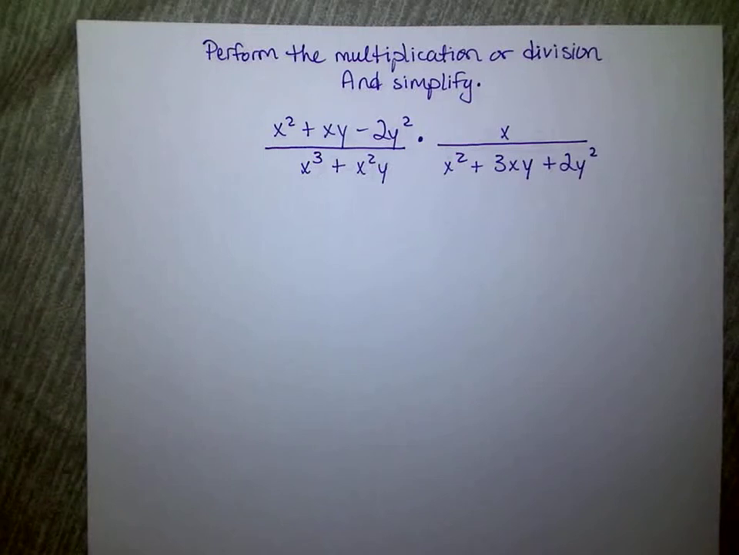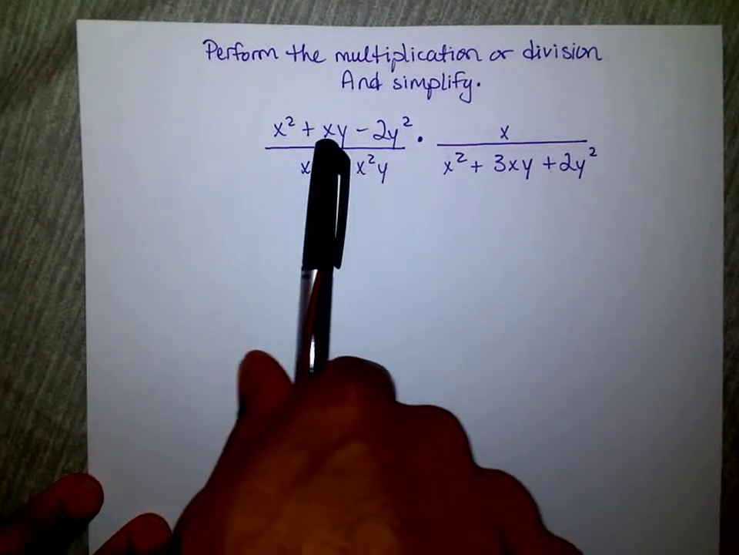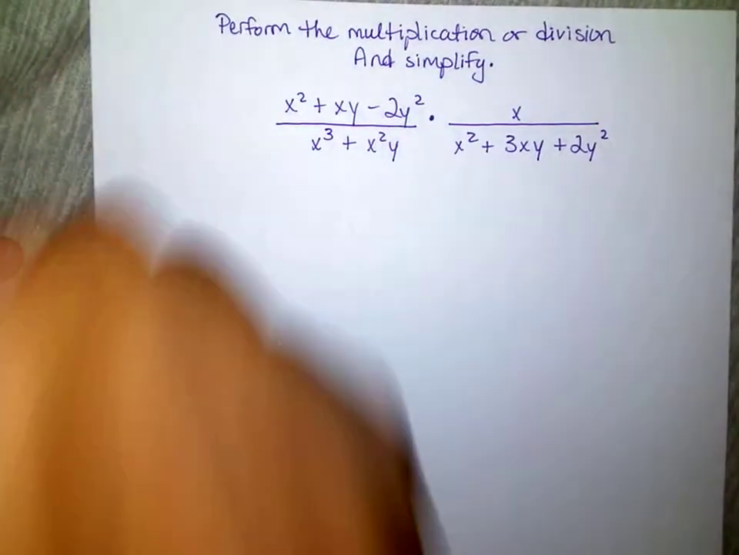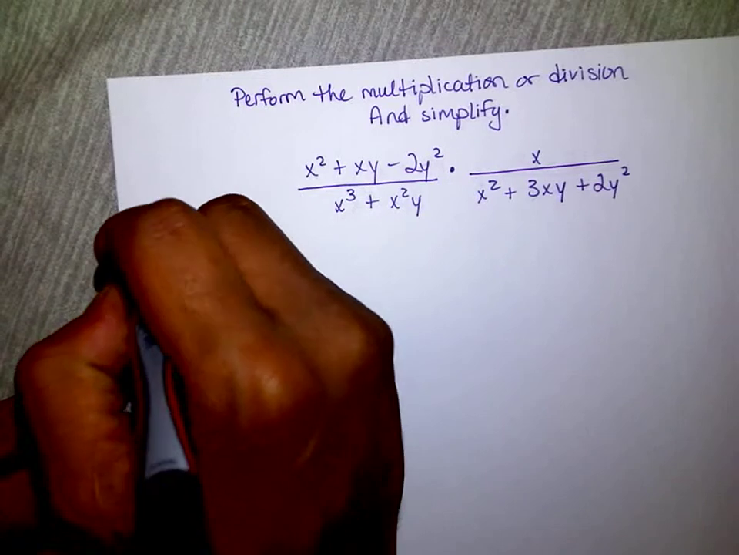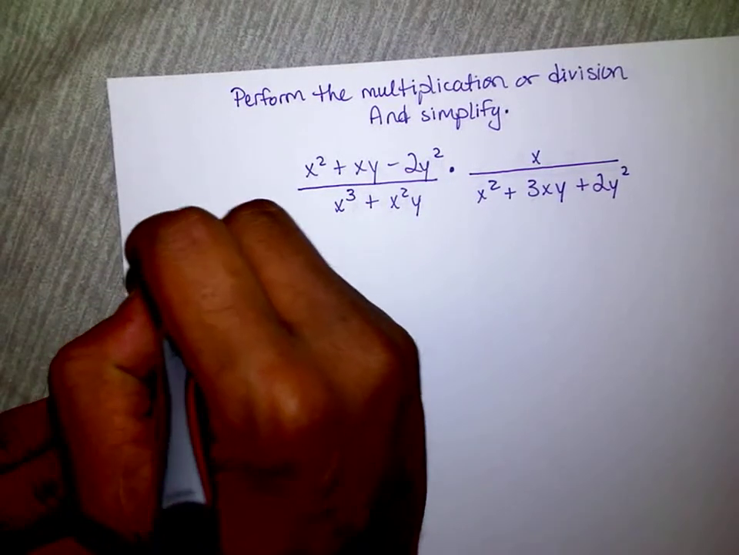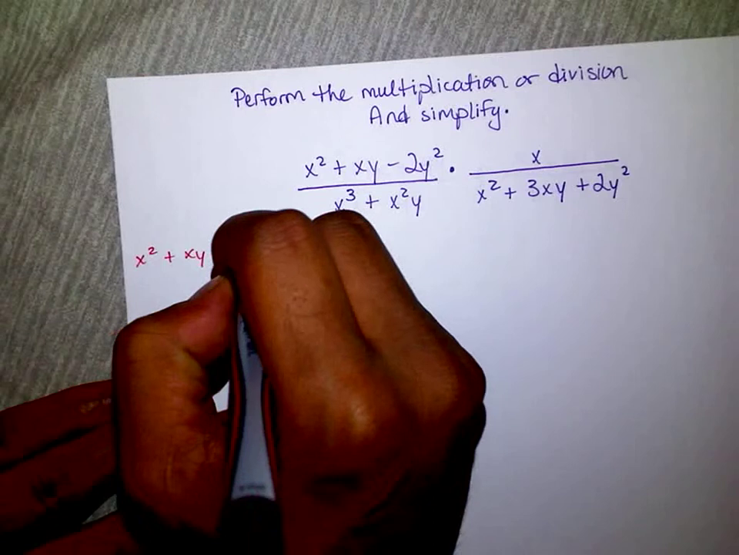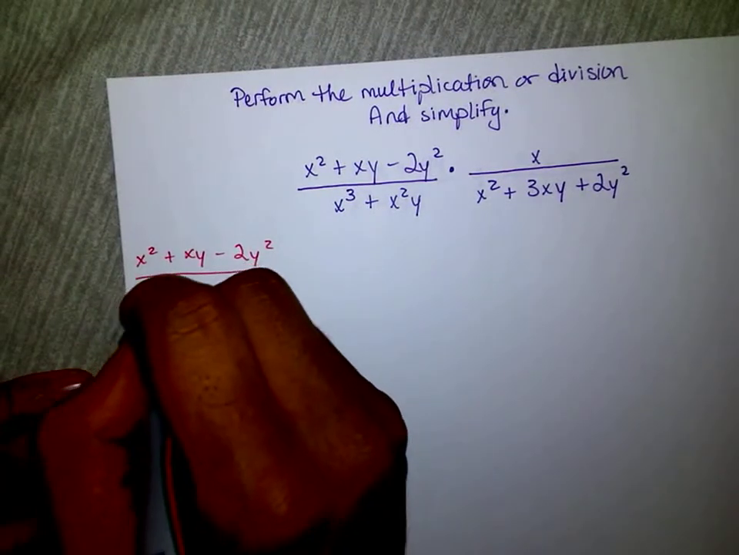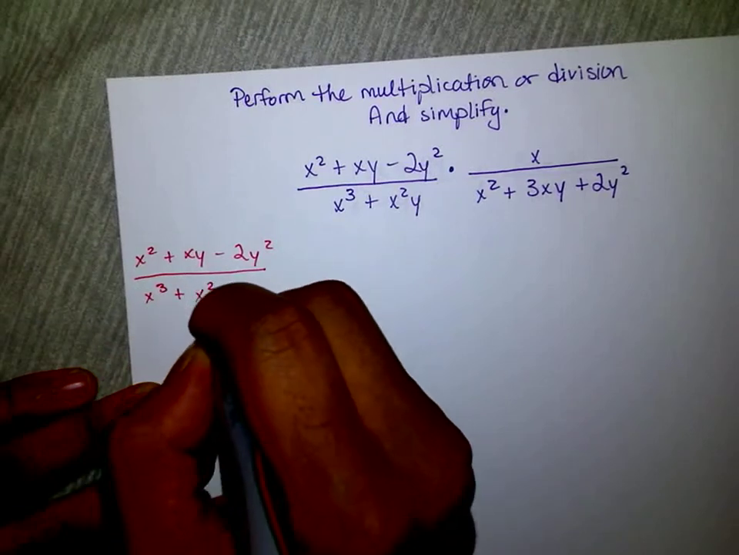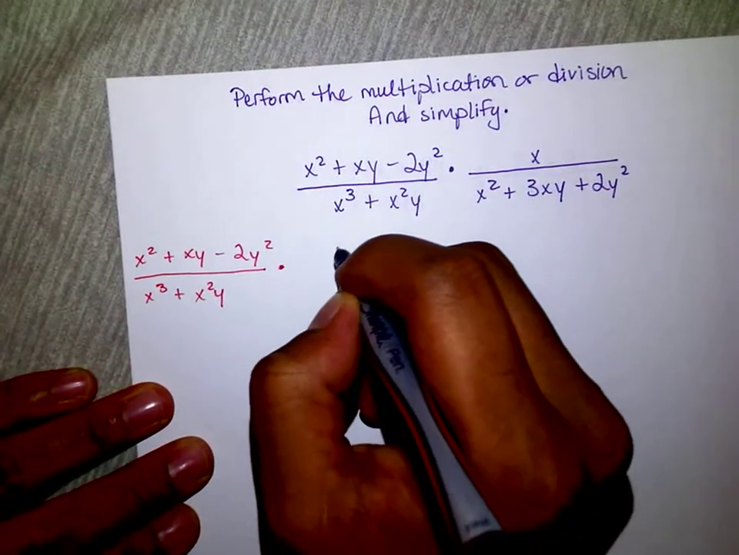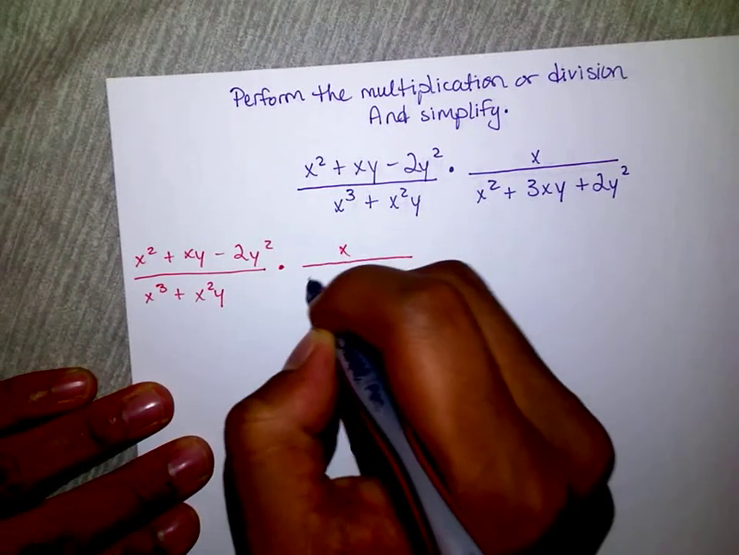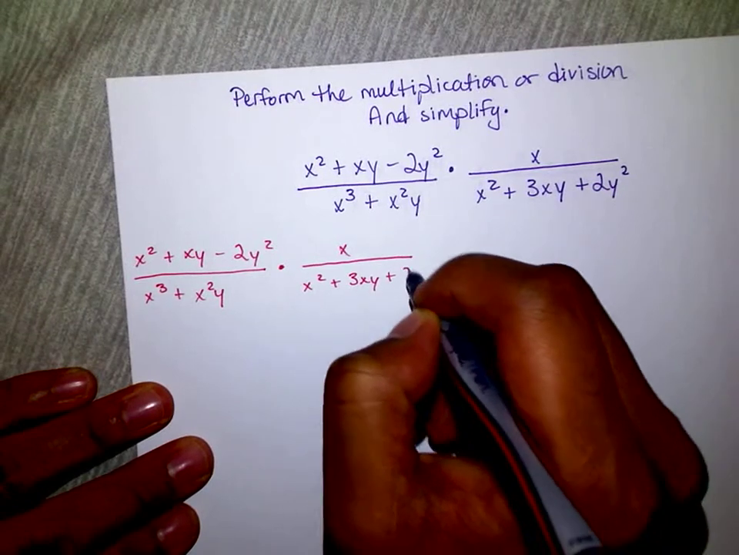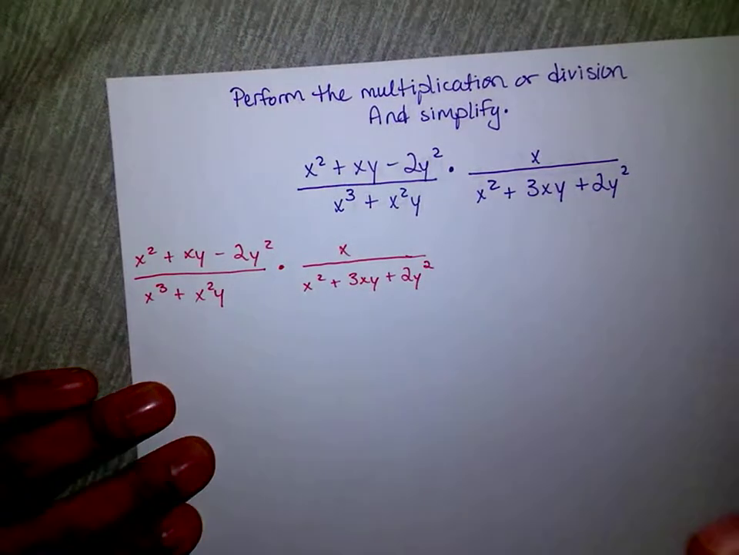Alright, once again, we want to go ahead and look for some common factors up in here and right here. Okay, let's rewrite everything. X squared plus xy minus 2y squared over x cubed plus x squared y times x over x squared plus 3xy plus 2y squared.